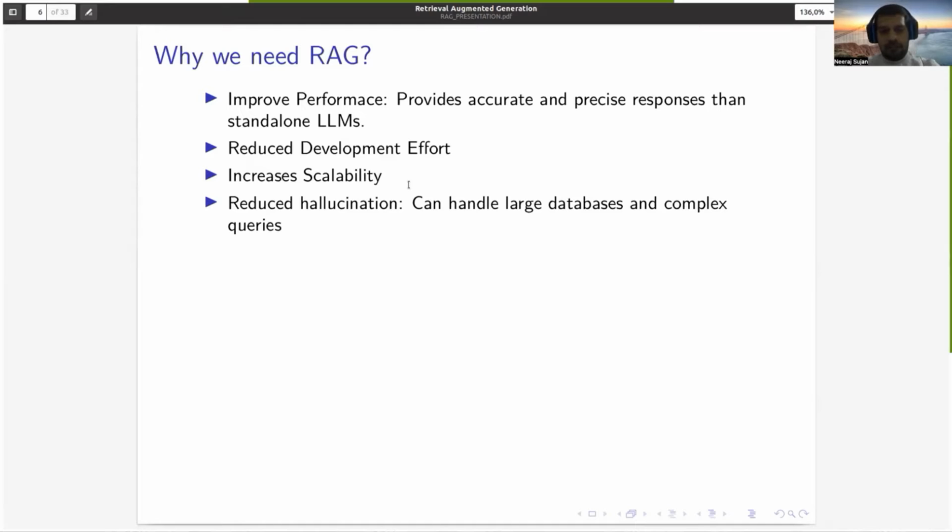So why do we need RAGs? First and foremost, it improves the performance of large language models. It provides more accurate and precise answers. It reduces development effort, as it's not always possible to train your own model. You can use different prompt engineering plus RAG techniques to build your application. It increases scalability, and it of course reduces hallucination. Think of it this way: if you have an enterprise data set, you need to cite some information, and you can use RAGs to get the explainability of the answer for the query that you have asked.